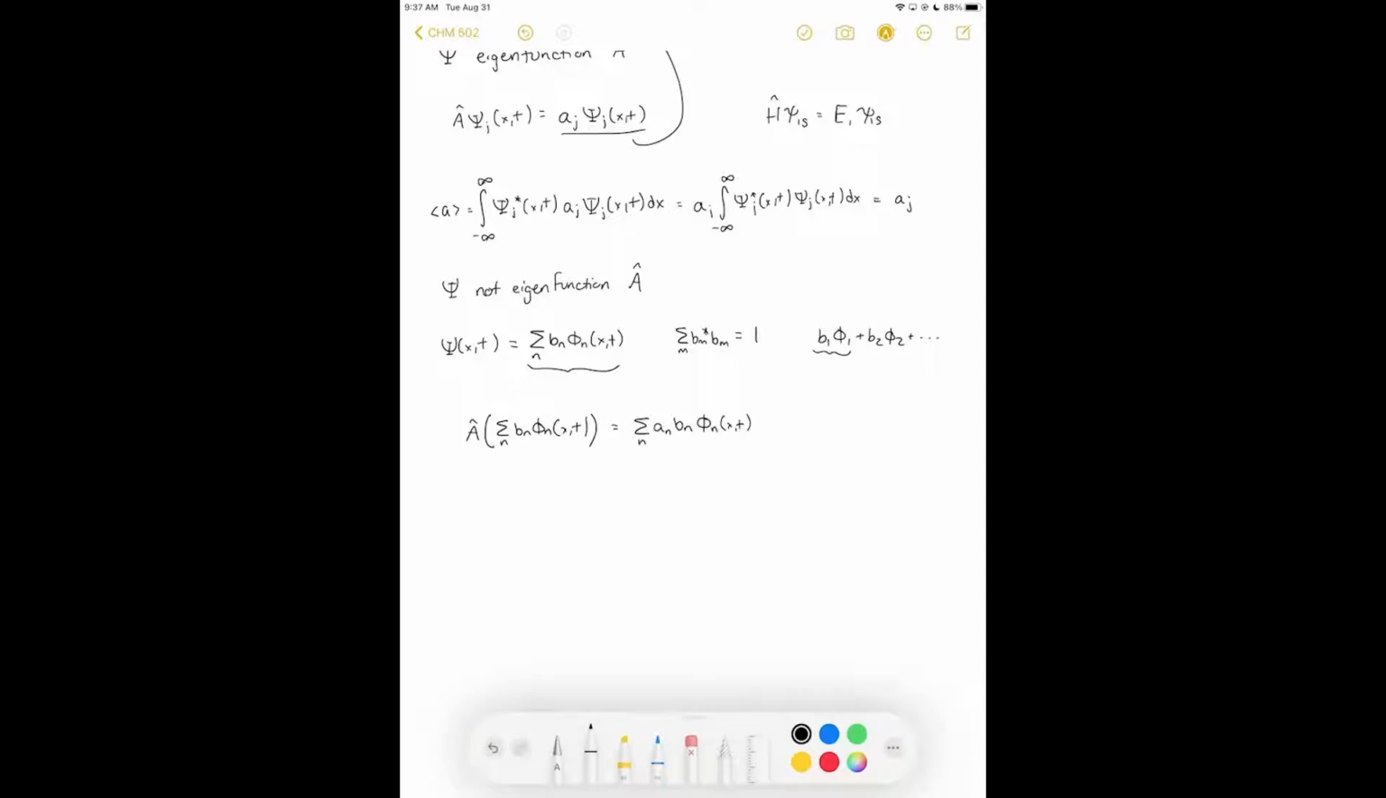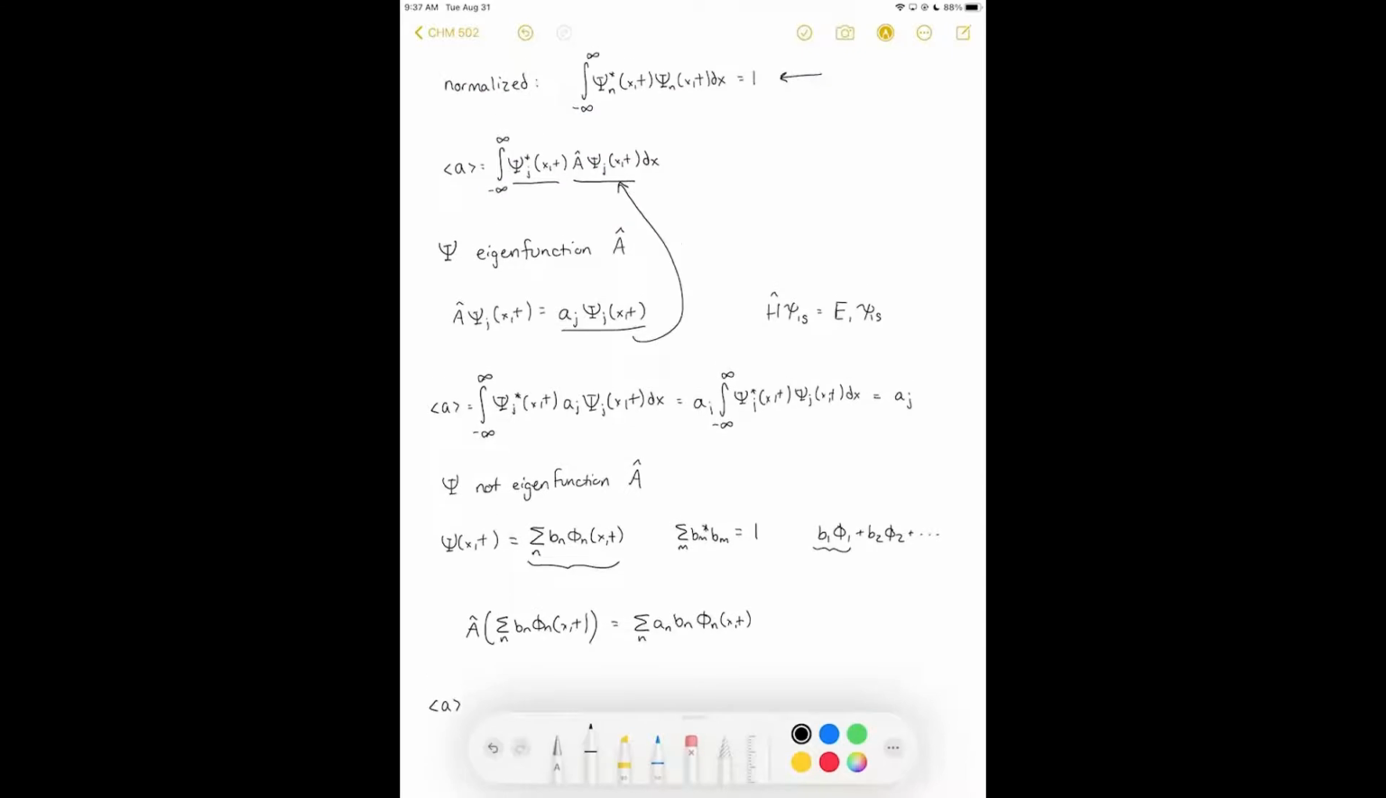And that's how we're going to do these operations. We're operating on a whole bunch of different terms, and each term will operate as if it was operated on by itself. So if we're operating on eigenfunction 1, we return eigenvalue 1. If we're operating on eigenfunction 2, we return eigenvalue 2. And if we're operating on eigenfunction n, we return eigenvalue n.